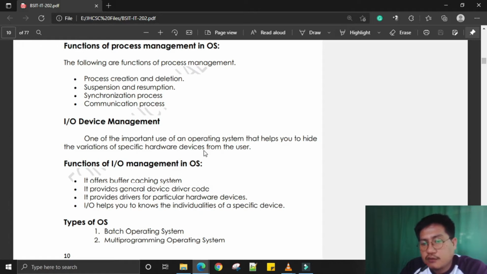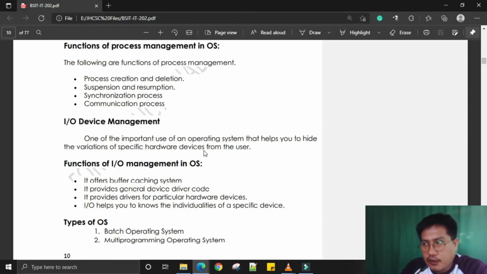It also provides general device driver code. Since the device is connected to your computer, the operating system will not function if there is no specific driver code that will let the device be connected to the operating system, and it will also let the central processing unit communicate with that I/O device.